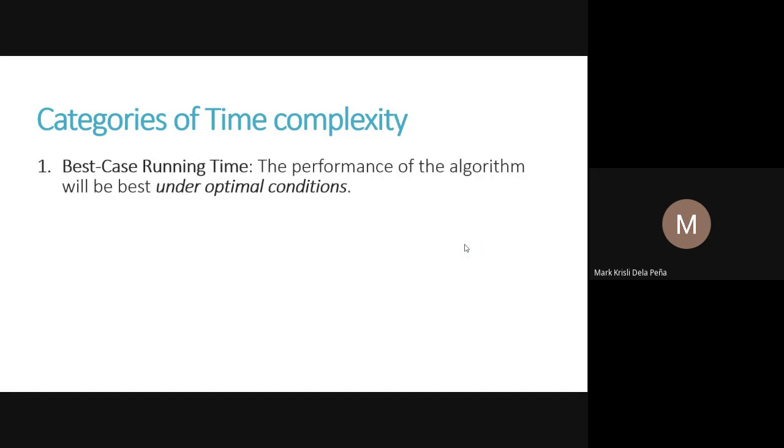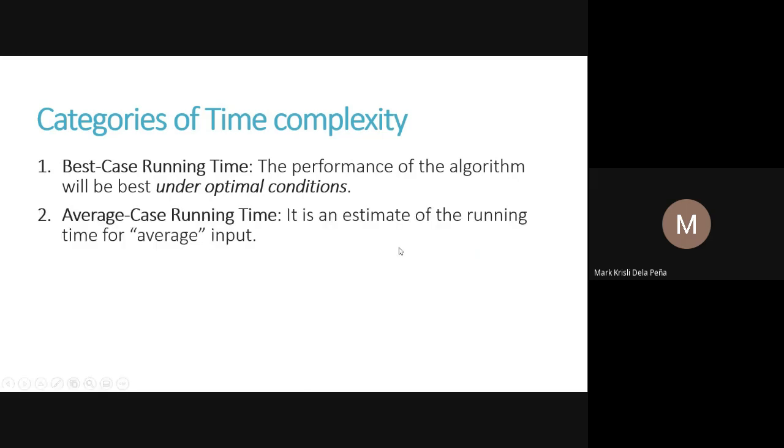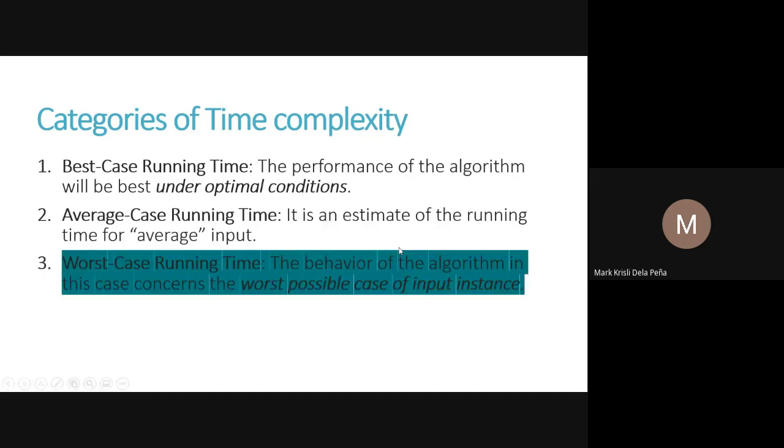Now, the time complexity has categories. The first one is the best case. Then we also have the average case, and we also have the worst case running time.